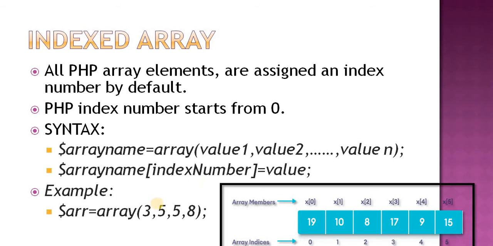The second way is you can declare each and every element individually, like $array_name in square brackets, index number, equal to a value. Example for this, $arr of 0 is 1. And for the second value, again you will write $arr in square brackets 1 equal to 5. This is how you can define indexed arrays in two different ways. We are going to understand this using an example.